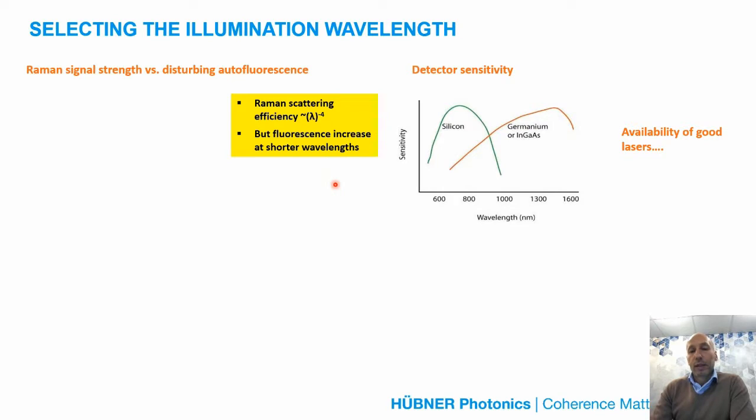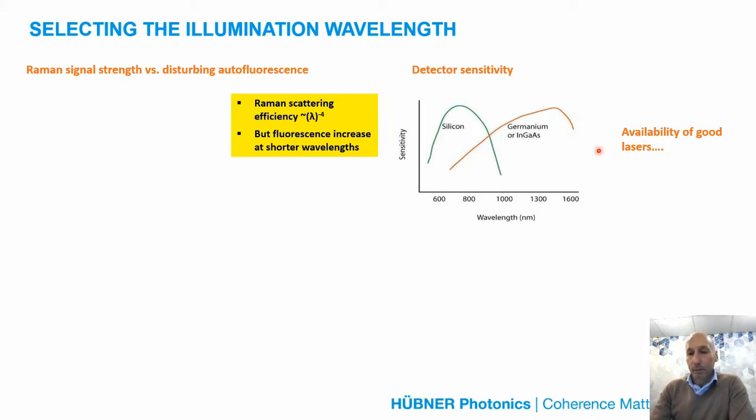Then you also have to take into account the detector sensitivity. The commonly used silicon-based CCD arrays in many fixed grating Raman spectrometers, the sensitivity of those rolls off quite rapidly after 800 nanometers. At longer wavelengths, it's possible to use detectors based on germanium or indium gallium arsenide, which also exist as arrays, but they are typically associated with a bit higher noise, which reduces the signal-to-noise ratio.